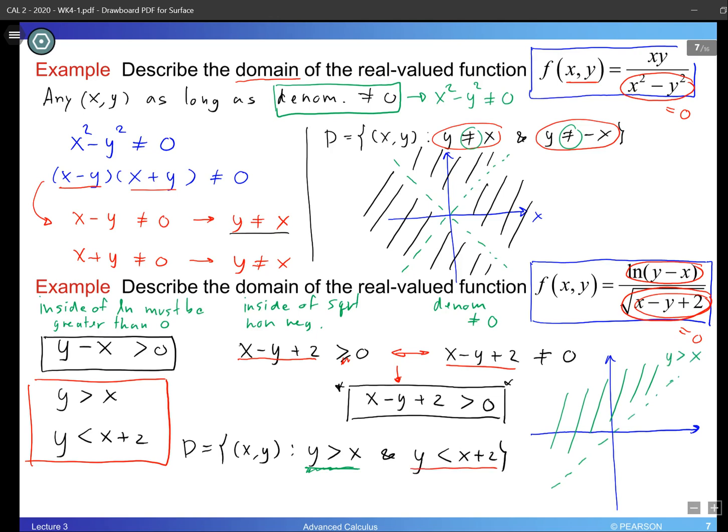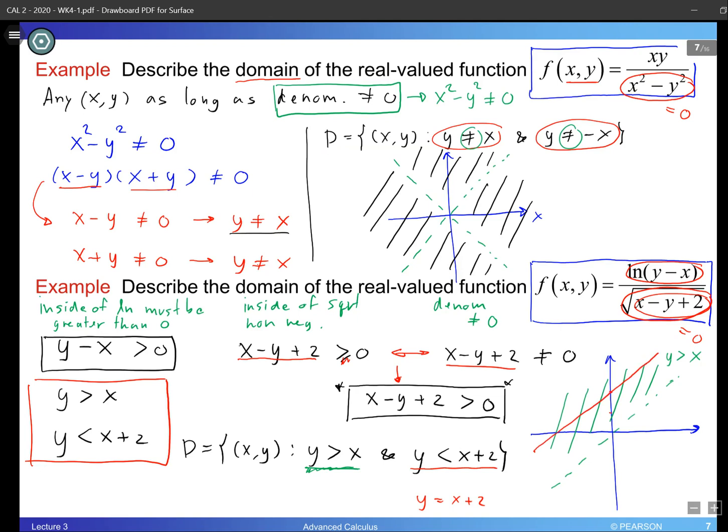y has to be less than x plus 2. So the first thing I'm going to do here is to plot y equal to x plus 2. What is it going to look like on the graph? It's going to be a straight line again, and it's going to intercept the y-axis at 2, maybe around here. So it's going to be this line.